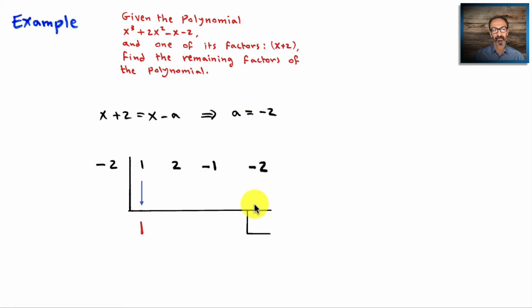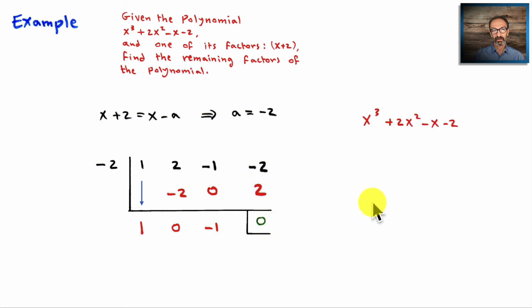We bring the 1 down. 1 times negative 2, negative 2. Add going down, 0. 0 times negative 2, 0. Add going down, negative 1. Negative 1 times negative 2, positive 2. Add going down, 0, as expected, because I was told that this is a factor. So I should not get any remainder. The remainder should be 0.